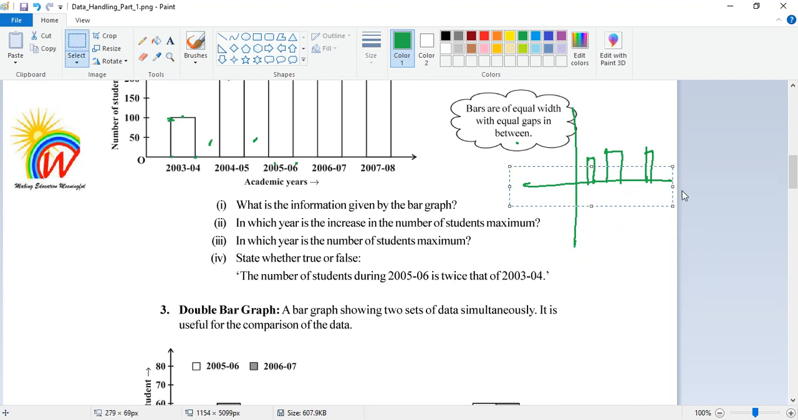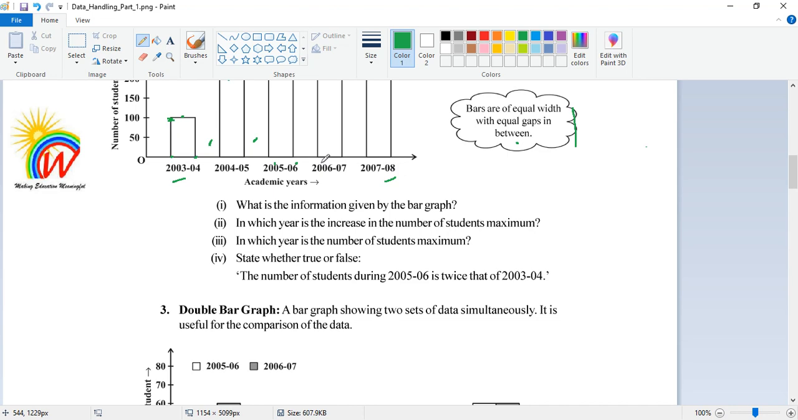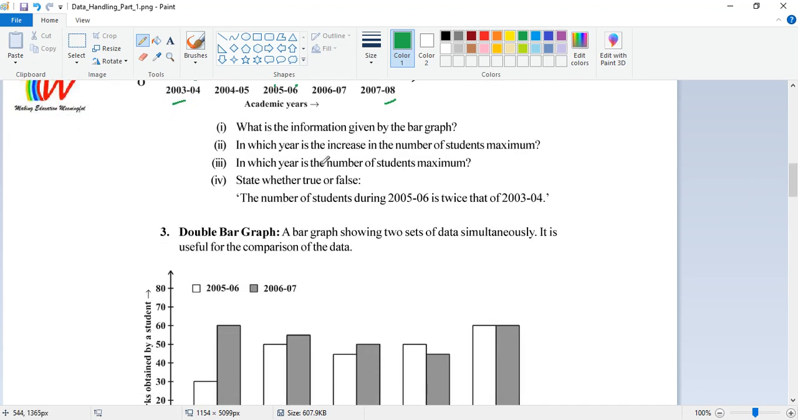It says, what is the information given by the bar graph? What is the bar graph telling you about? It talks about the number of students in class 8 in a particular academic year. From 2003 to 2008 they have talked about how many students were there in class 8. That's what it tells about. If they ask you something like that, you can write it in your own words, without making any grammatical mistake. Now the second one says, in which year is the increase in the number of students maximum?